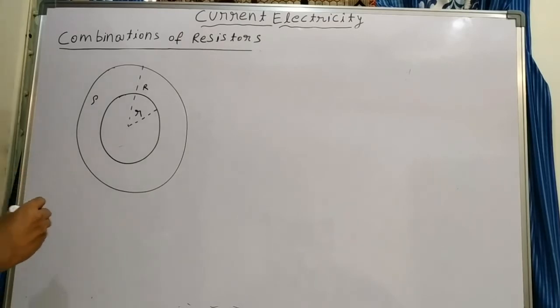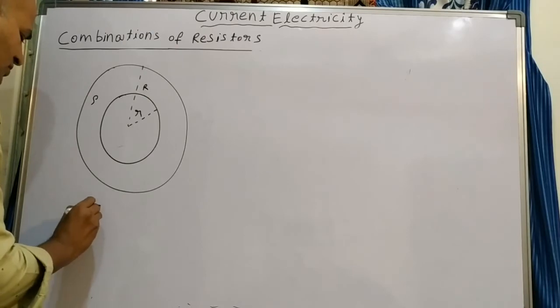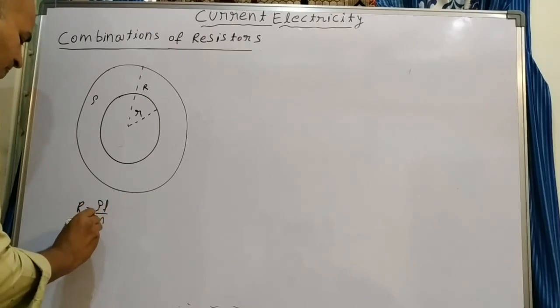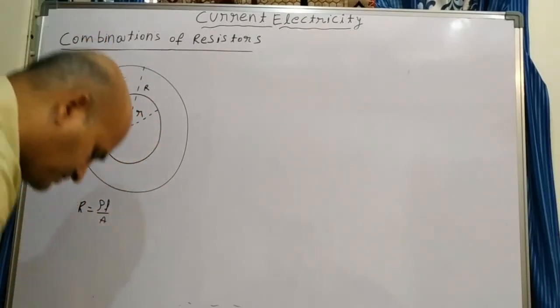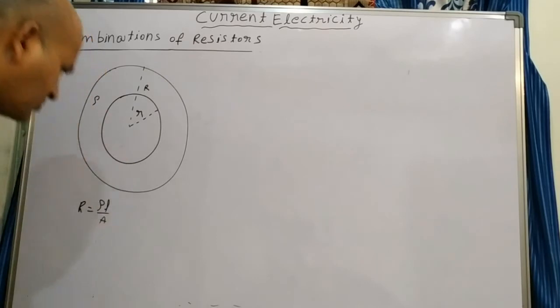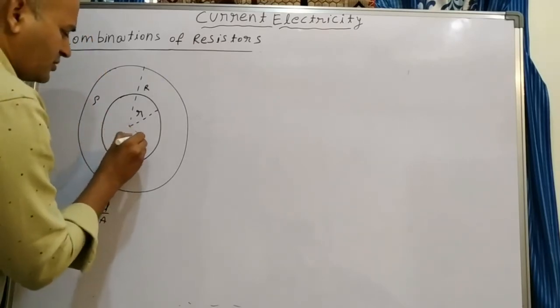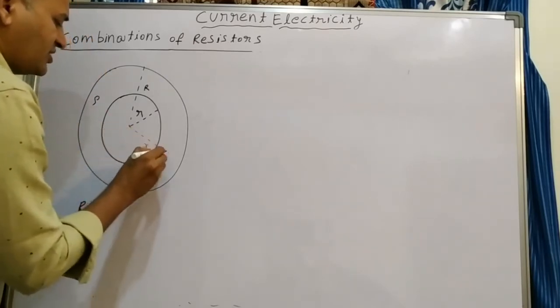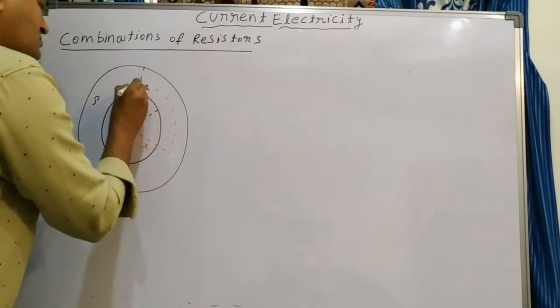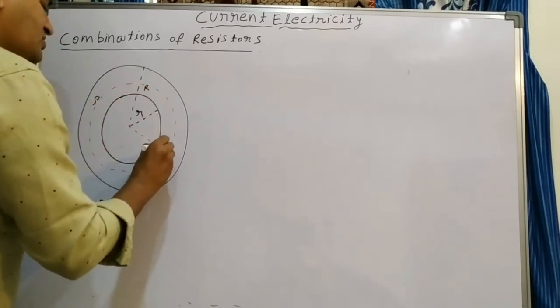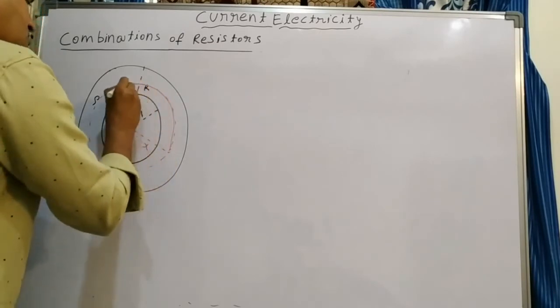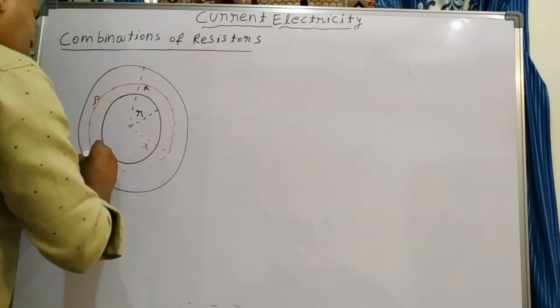And the general formula for resistance is R is equal to rho L by A. But here area keeps on changing, that's why you can assume a particular position. At a particular position, x distance from the center, assume a hollow sphere of thickness dx.